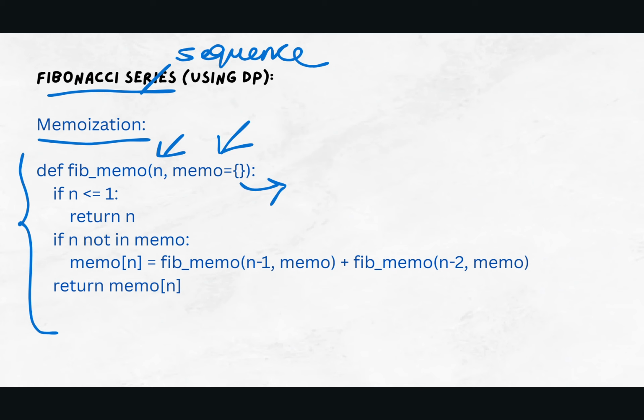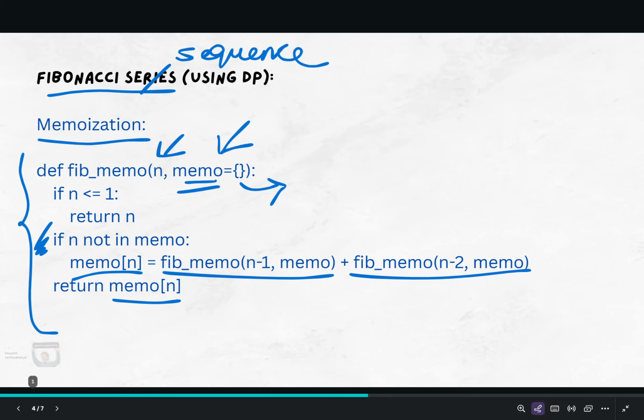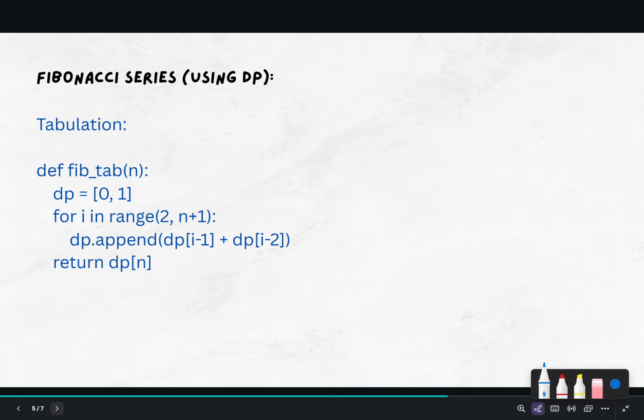If n not in memo, then memo of n is equals to fib memo n minus 1 comma memo plus fib memo n minus 2 comma memo. Otherwise we will just return memo of n. So what this statement is doing is that if we don't have the value of that subproblem already, then only calculate it. But if we have it, then we will directly return that value. So that is how we implement memoization in DP. It's the same solution, we just added this memo, which is the extra space where we will store the answer to the subproblem to avoid redundant calculations.